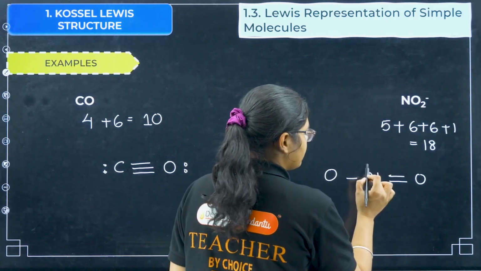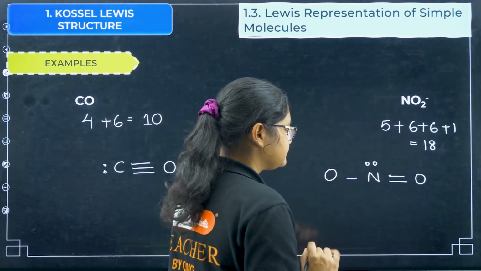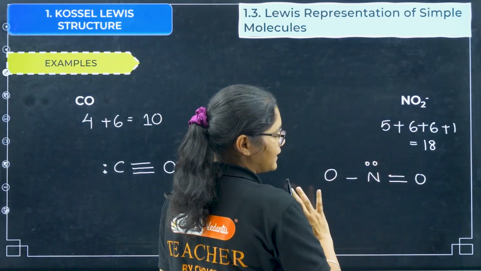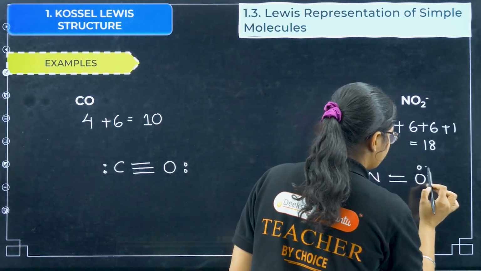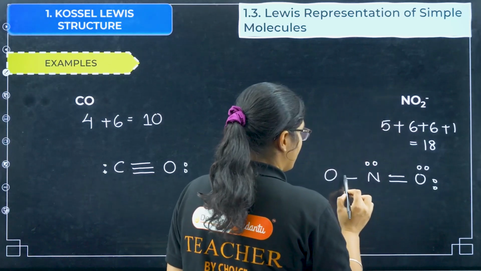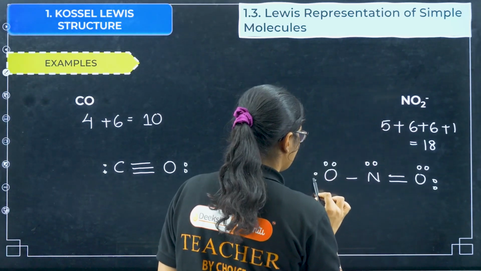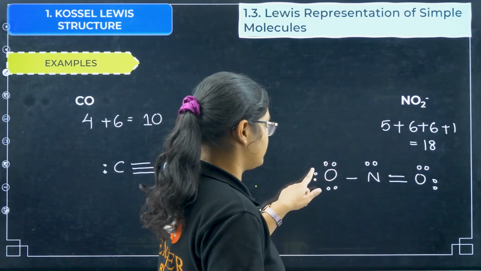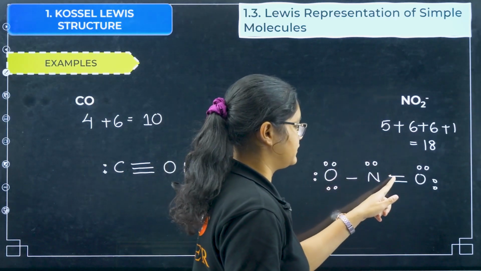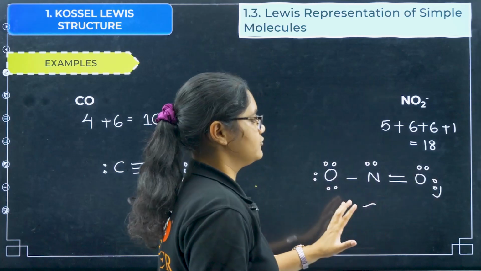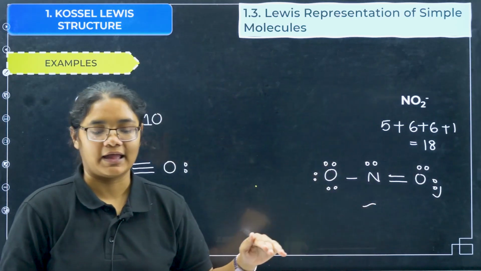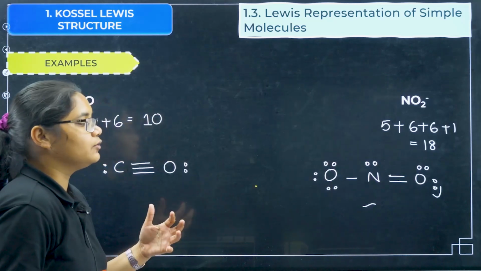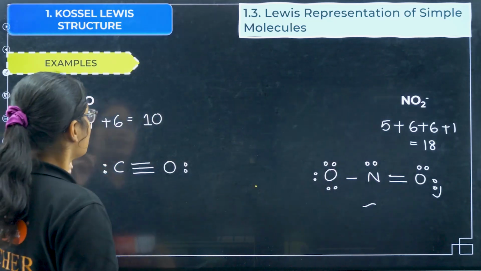Nitrogen can have a lone pair here. So nitrogen has 8 electrons, its octet is satisfied. Now have we used 18 electrons? So see, counting 1 to 18, in total I have used 18 electrons and I have satisfied the octet for all the atoms. So that is how you can do the Lewis structures.